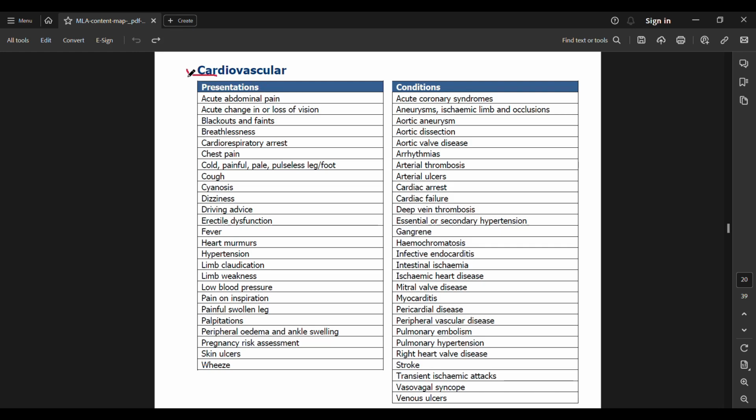Now, cardiovascular system. This is what we're going to be discussing today. All the MLA topics are laid out in this way where you have the topic, then you have the conditions and you have the presentation. So we're going to go through the conditions real quick.